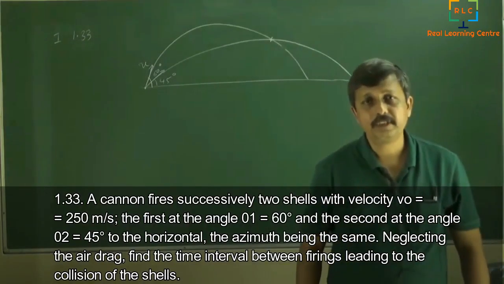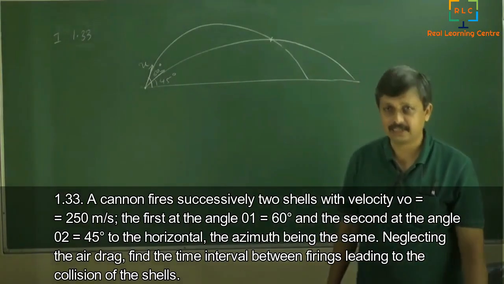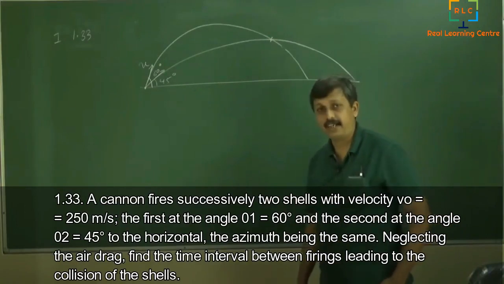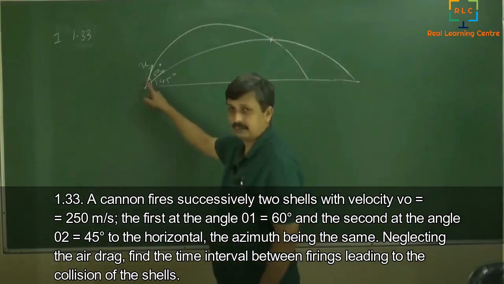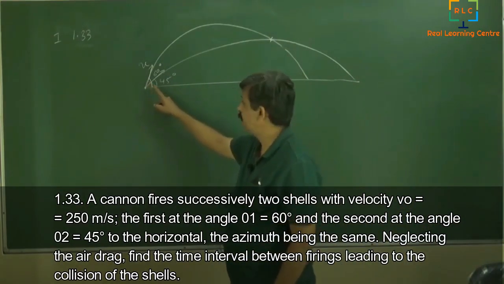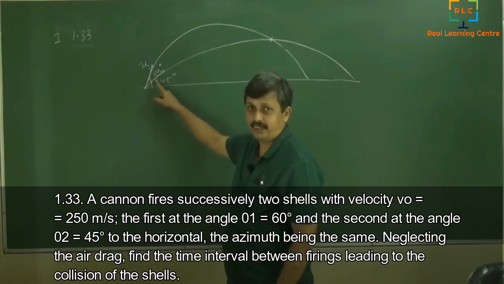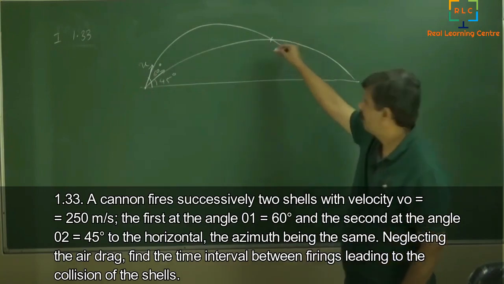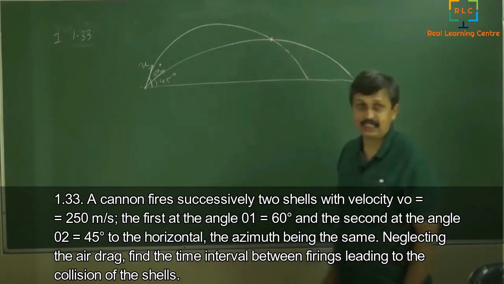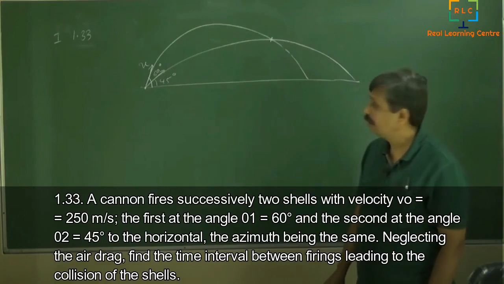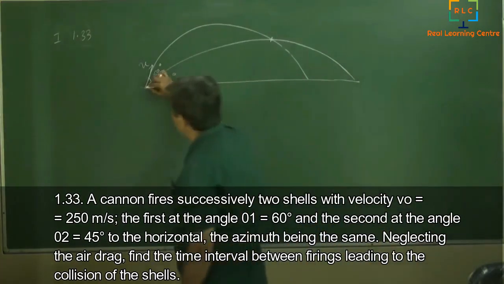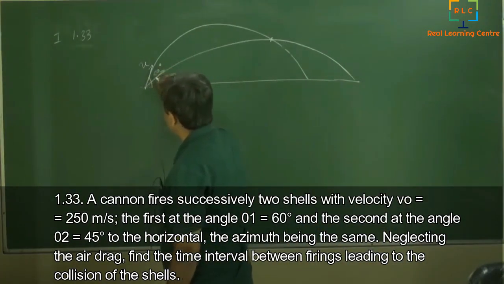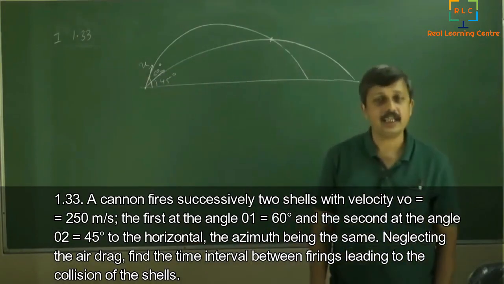So in this question, a cannon is fired like this. First, it is fired at an angle of 60 degrees, and after some time it is fired at an angle of 45 degrees, and it will go and hit the same bullet which was originally sent. So if that has to happen, after firing the first one, after how much time should we fire the second one?